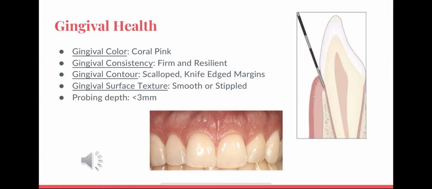This slide shows the characteristics of gingival health. Gingival color will usually be coral pink with health. The consistency will be firm and resilient, the contour scalloped, knife-edged margins, and the surface texture will be either smooth or stippled. In the picture, between the front two teeth, you can see the stippling that's seen on the gingiva. Probing depths will usually be less than 3 millimeters.